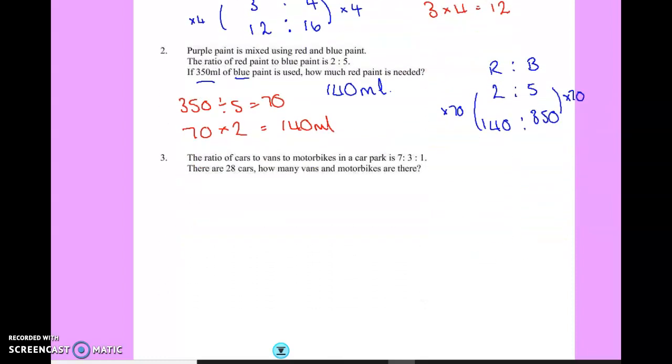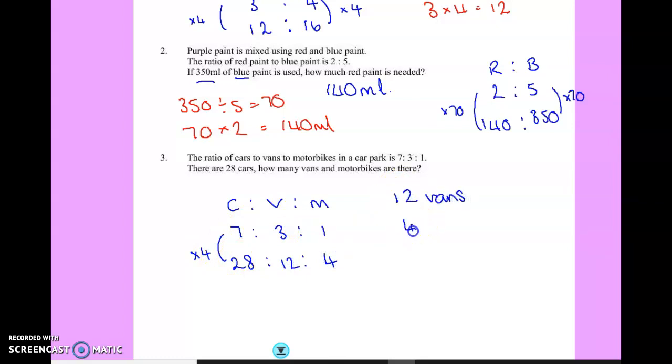Number 3, the ratio of cars to vans to motorbikes. So cars to vans to motorbikes is 7 to 3 to 1. There are 28 cars. How many vans and motorbikes are there? So to get from 7 to 28, 7 goes into 28 4 times, so I'm timesing by 4. 3 4s are 12, 1 4 is 4. So there are 12 vans, 4 motorbikes.